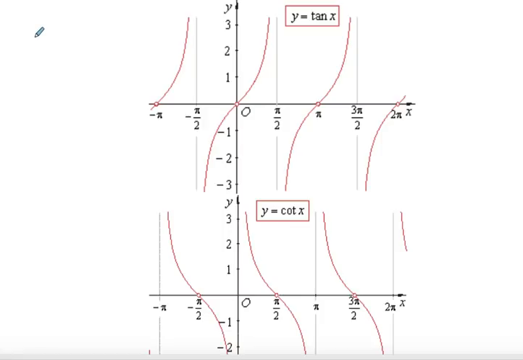The general idea behind why there's asymptotes is because tangent of x is sine of x divided by cosine of x. And we know that whenever you have a 0 on the bottom of a fraction, that's undefined. So wherever cosine would equal 0, that is where we're going to have asymptotes.